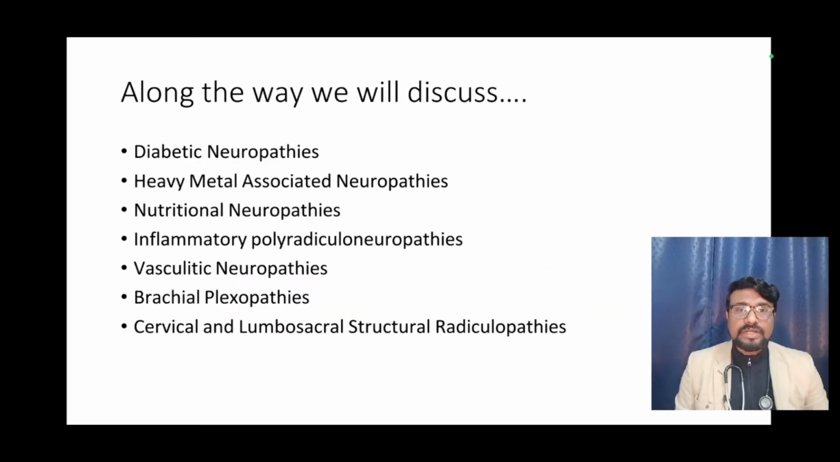Along the way, we will discuss diabetic neuropathies, heavy metal associated neuropathies, nutritional neuropathies, inflammatory polyradiculoneuropathies, vasculitic neuropathies, brachial plexopathies, and lumbosacral and cervical structural radiculopathies. We will discuss these neuropathies with a clinical case and try to understand the patterns present in these neuropathies and how we can differentiate them.